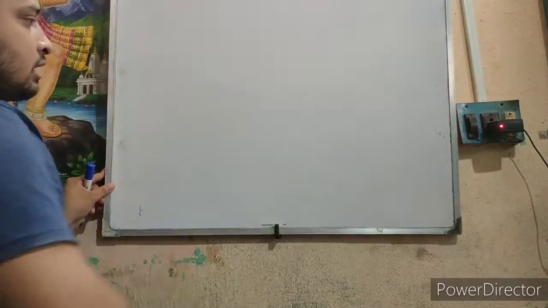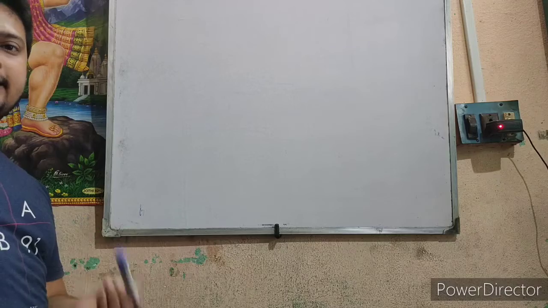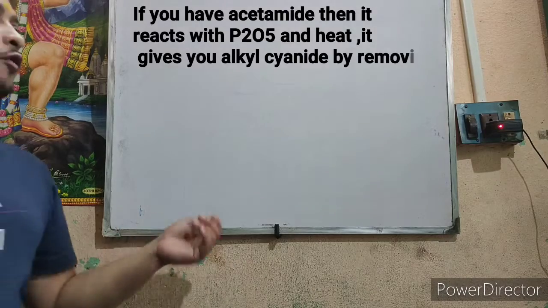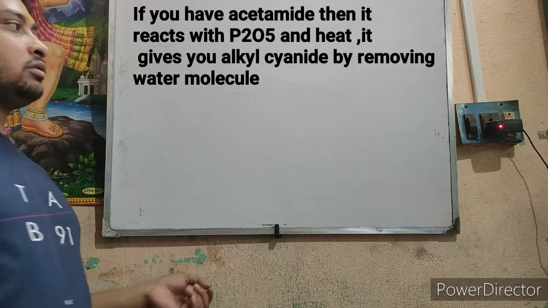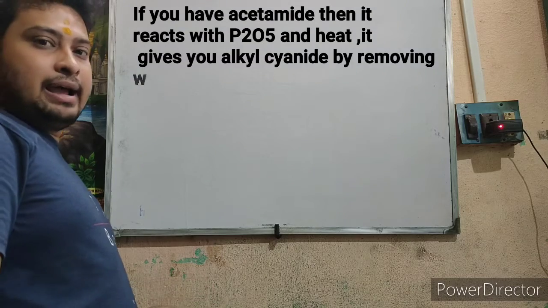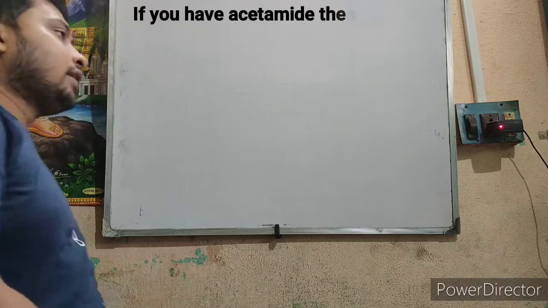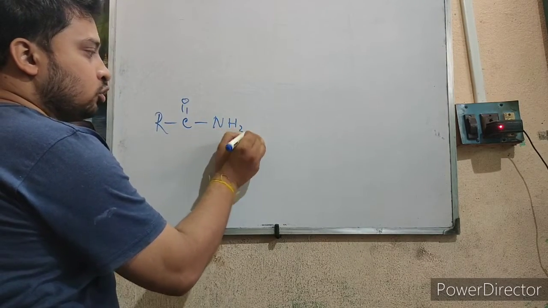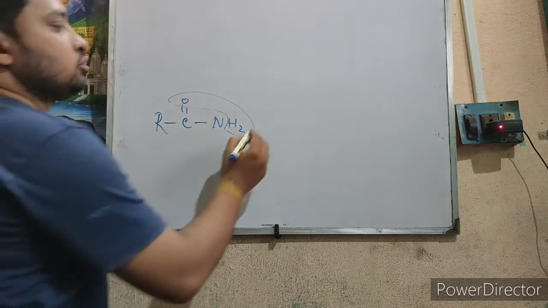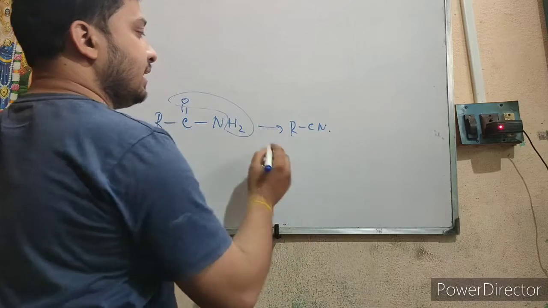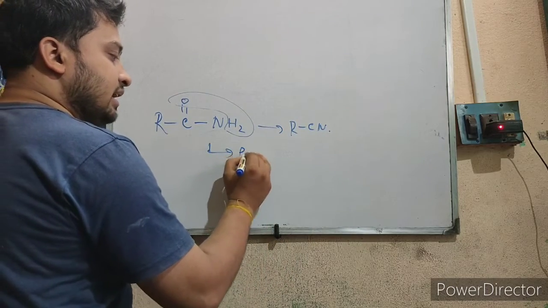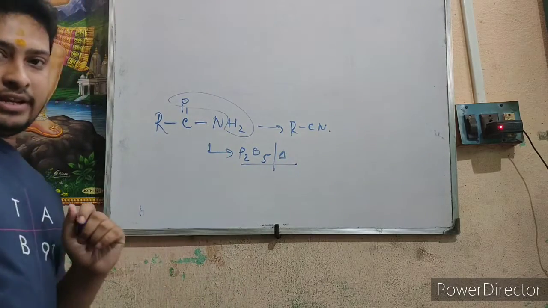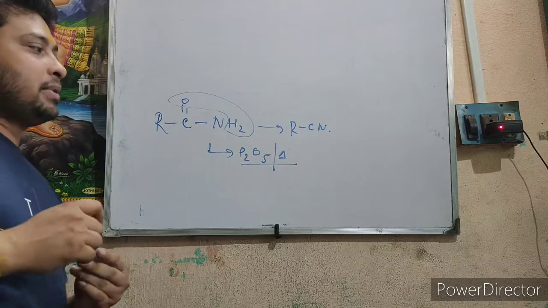And the second one: if you have acetamide, RC double bond O NH2, it reacts with P2O5 and heat. It gives you alkyl cyanide by removing a water molecule. H2O is removed from here, so you get the product RCN. The reagent P2O5 and heat absorbs the water from this acetamide. So this is also a good method.